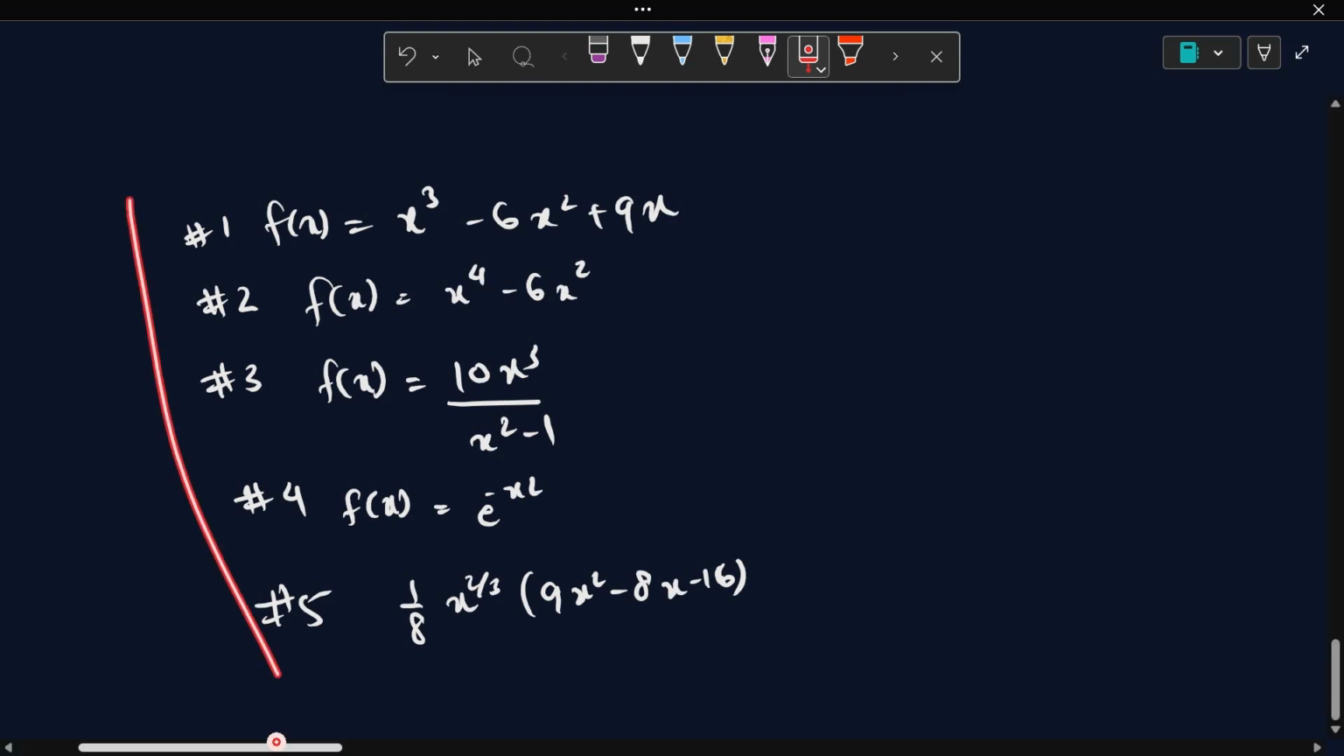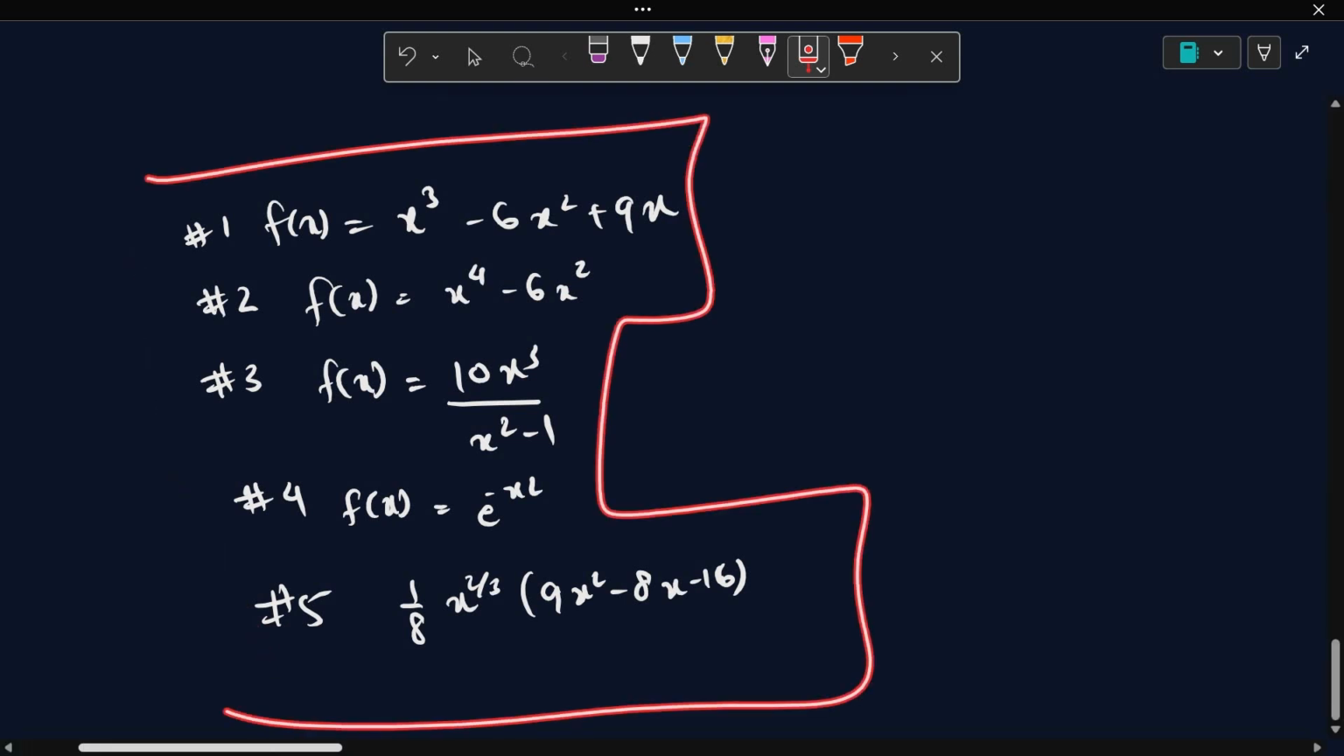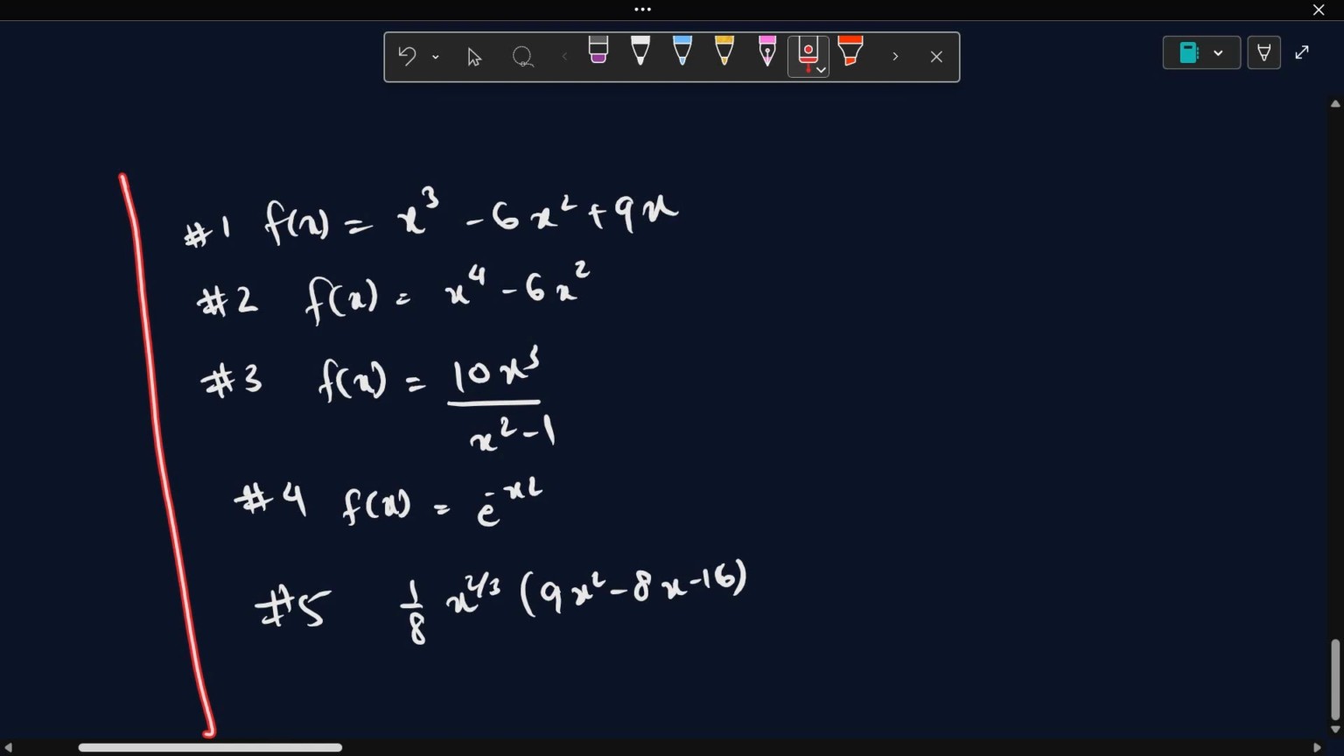So in this video we're going to learn how to sketch all these equations that you can see over here. By the end of this video you will be able to draw a graph given only an equation.